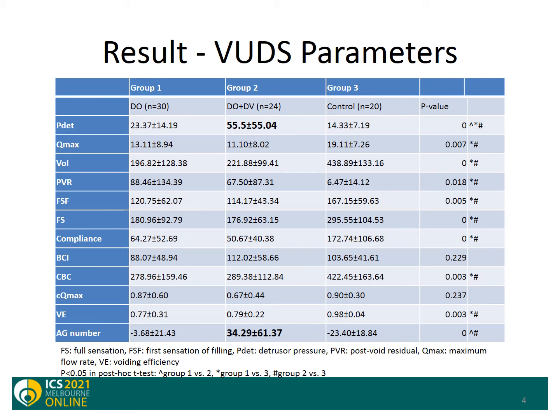As you can see, we have 30 patients with DO only, 24 patients with DO and DV, and 20 patients in the control group. The VUDS parameters are all different between the study groups, which means group 1 and group 2, and the control group. The p-value was the test for the ANOVA.